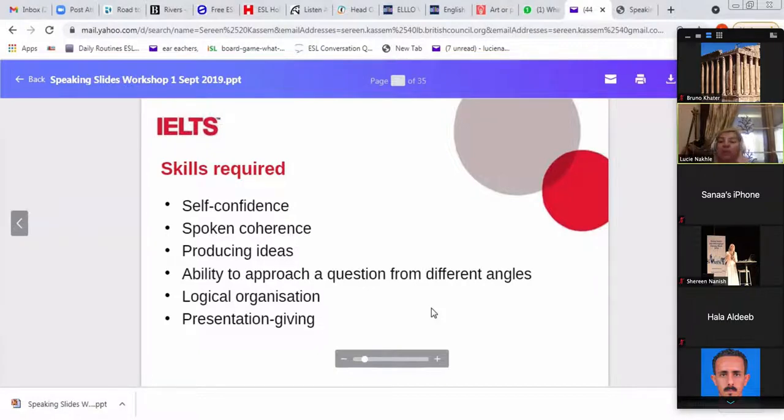Okay, so these are the skills. Self-confidence. Obviously a bit of nervousness is natural, but are you over nervous? Are you stuttering? Are you really shaking? Get a grip on your nerves, guys, okay? Spoken coherence, are you making sense? Are you staying on topic, or are you just steering away from the topic? Are you able to produce ideas? And by ideas, I mean arguments. Especially in part 3, where we're talking about abstract things. The ability to approach a question from different angles.